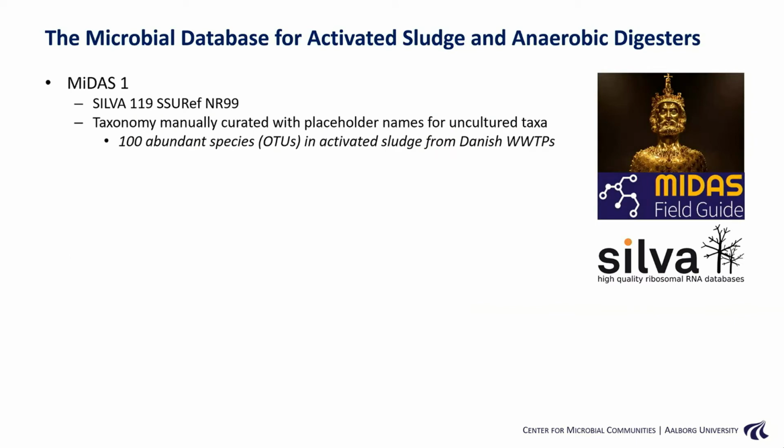So the MiDAS database is a database for activated sludge and anaerobic digesters. And it started quite some years ago with the MiDAS 1 database, which was simply taking the SILVA database, which is the common universal reference database being used. And then we manually curated the taxonomy for some of the important organisms in the wastewater treatment plant. So we figured out what were the abundant species in activated sludge in Danish wastewater treatment plants. And around these organisms, we tried to give names on the genus level for the organisms. And that was a manual process.